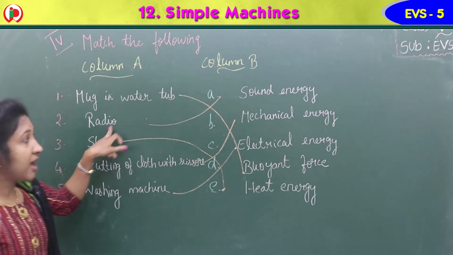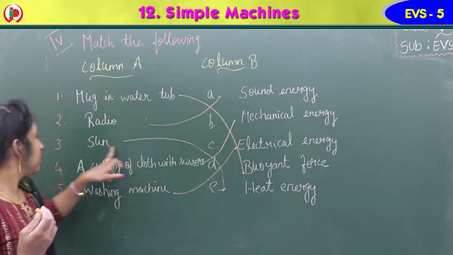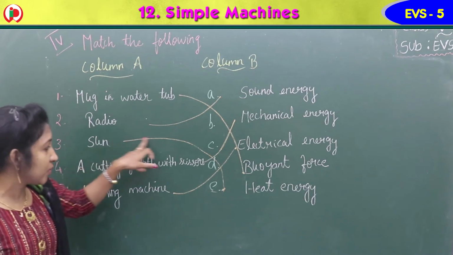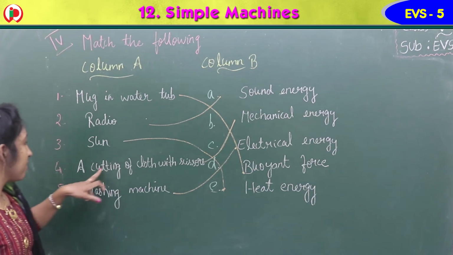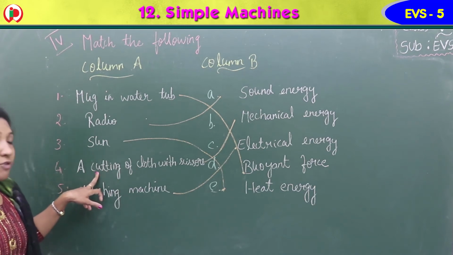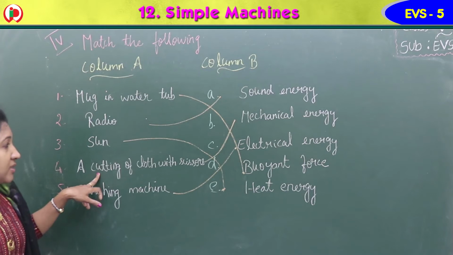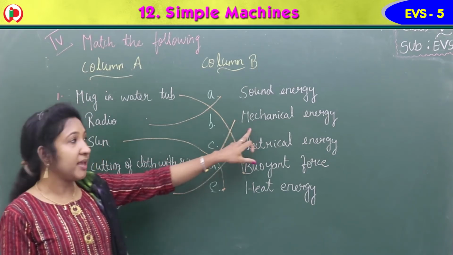Radio, sound energy. Second one matches with A. Third one, sun is a source of heat. So third one matches with E, heat energy. Fourth one, a cutting of cloth with scissors. Scissors is a simple machine. Simple machines use mechanical energy. So cutting of cloth with scissors, mechanical energy. Fourth one matches with B.